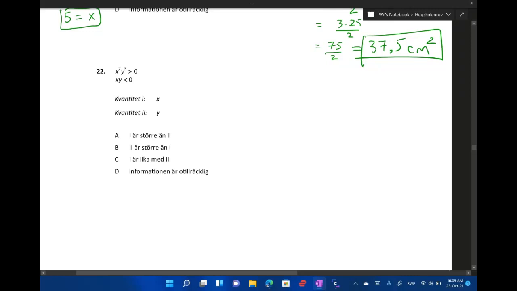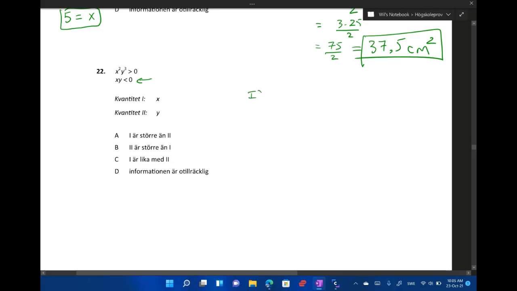And 22. x squared times y to the power of 3 is greater than 0, but x times y is less than 0. We need to know, what is the quantity of x and y. So it's important to know, let's look at this one first.